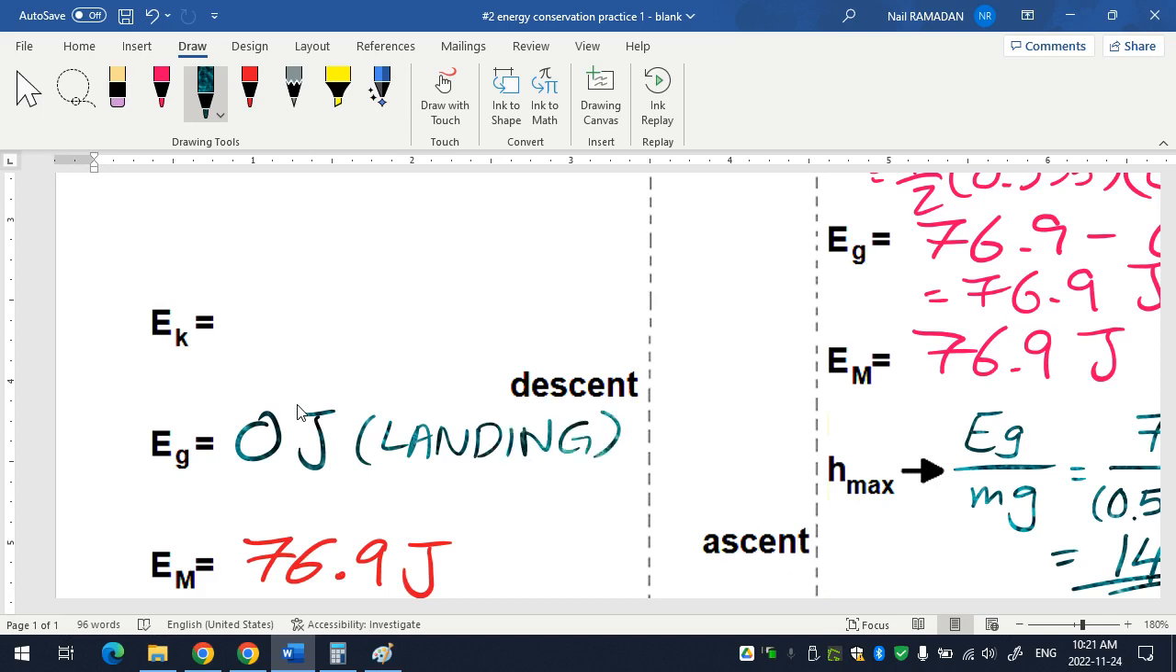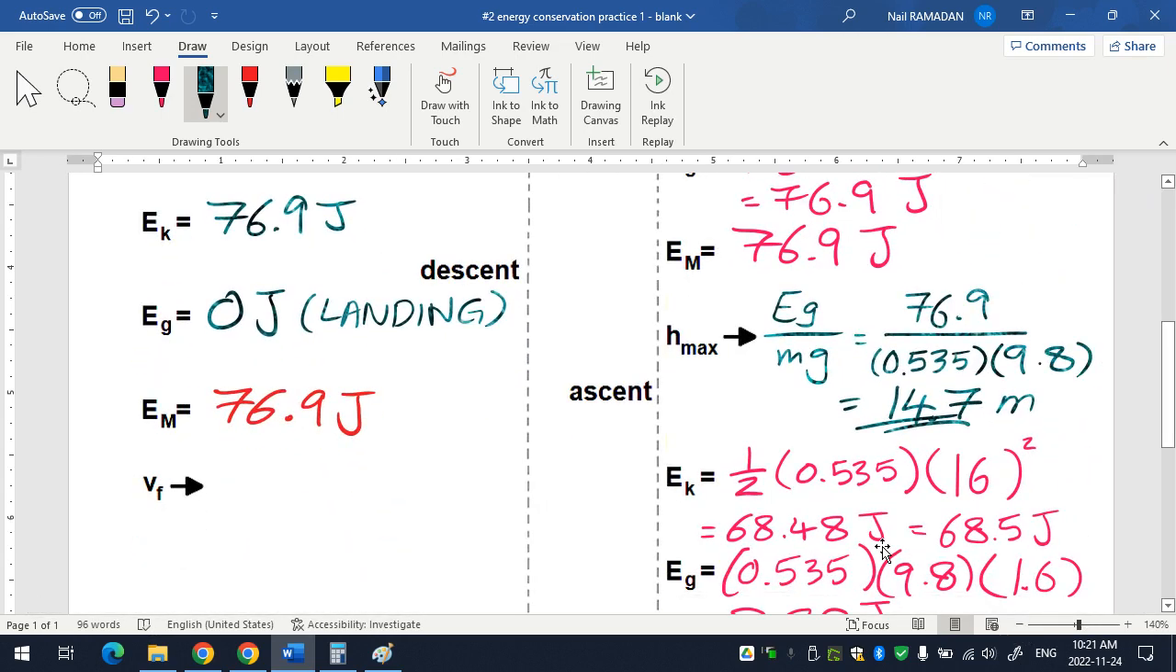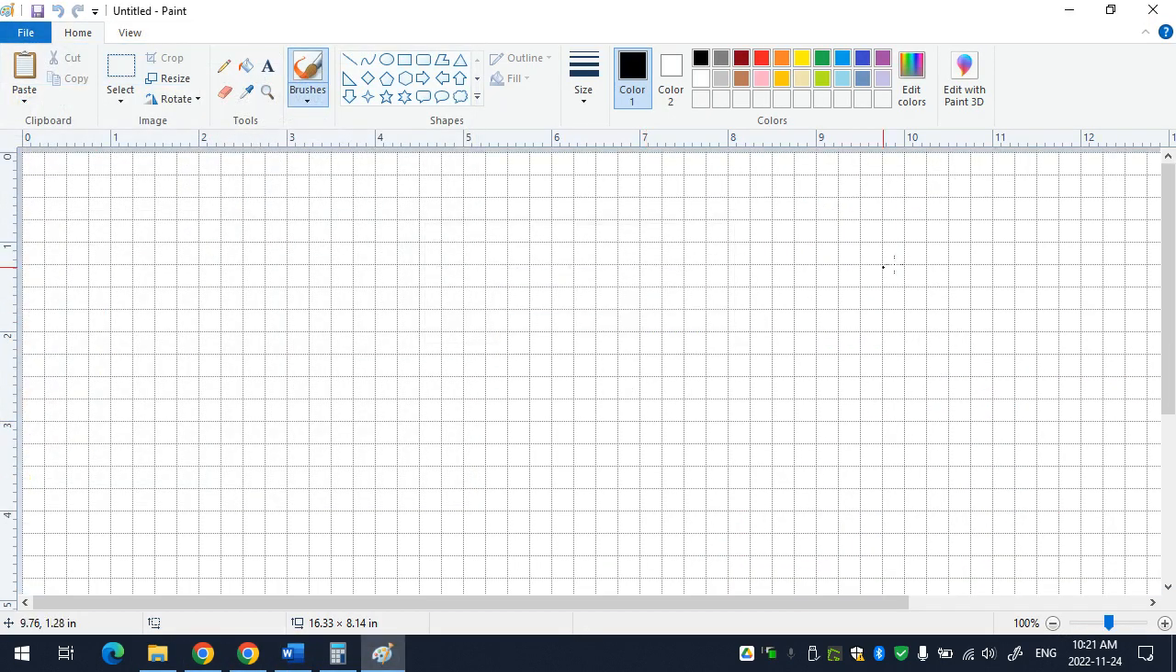EK is what now? All of it, yes, because the EG forfeited whatever it needs: 76.9 joules. How am I going to find now the VF, or the pre-landing velocity? How would I rearrange this, symbolically, no numbers? What's my first step to clean this up?